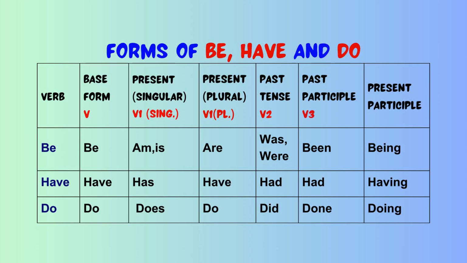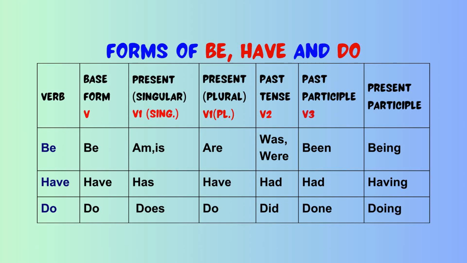Now let's move on to the next primary verb, have. Base form, have, singular present, has, plural present, have, past tense, had, past participle, had, and present participle, having.